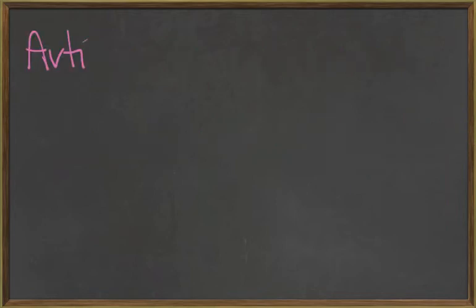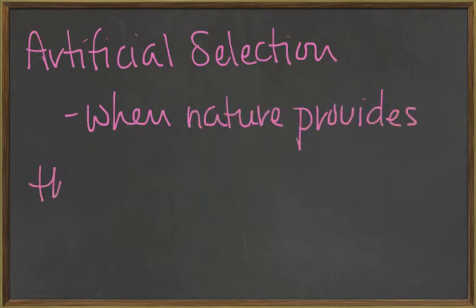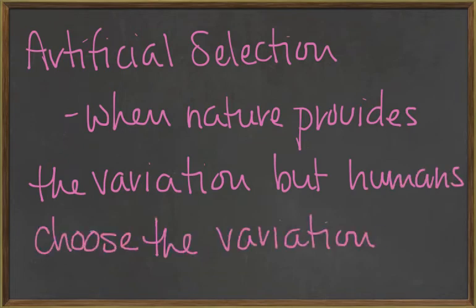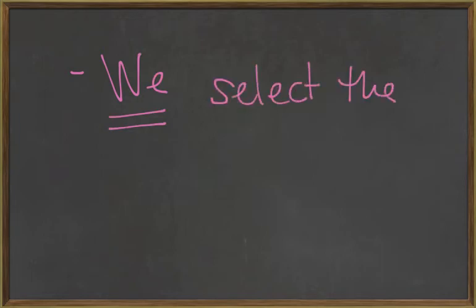Next term, artificial selection. This is when nature provides the variation, but humans choose the variations they find useful. What this basically boils down to is we humans select the desired traits.